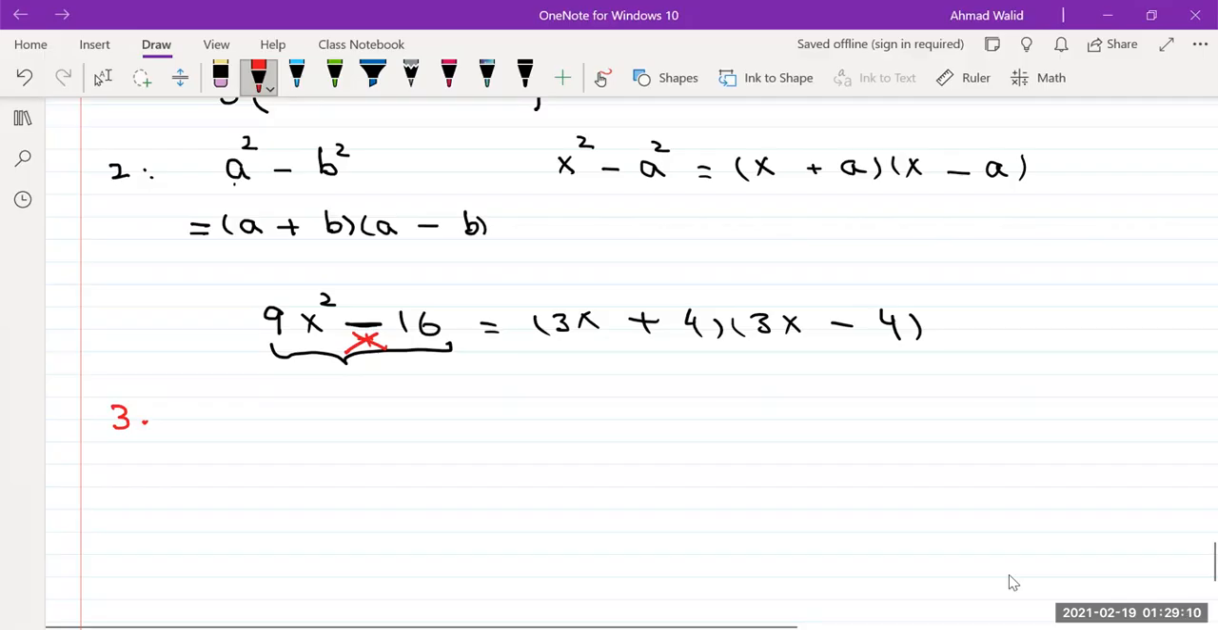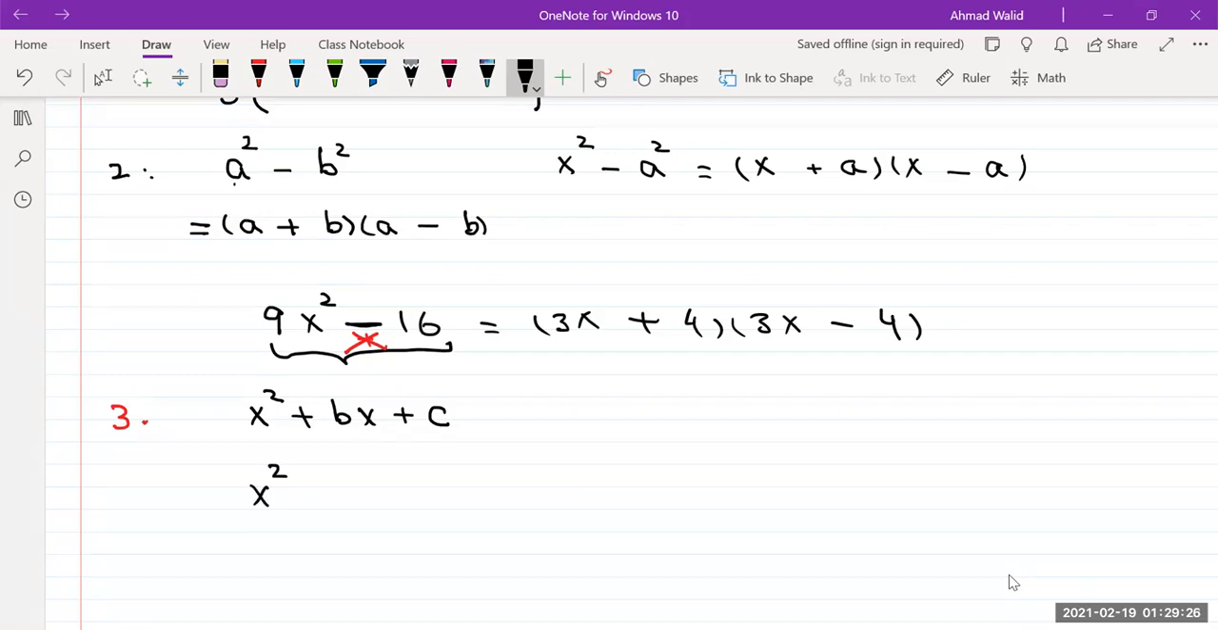If your trinomial is in the form of x squared plus bx plus, let's call it c, correct? Numeric example, x squared plus 9x, for example, let's put all of them positive, plus 20. How to factor this trinomial? General form is on the top. I put a numeric example below that, correct?